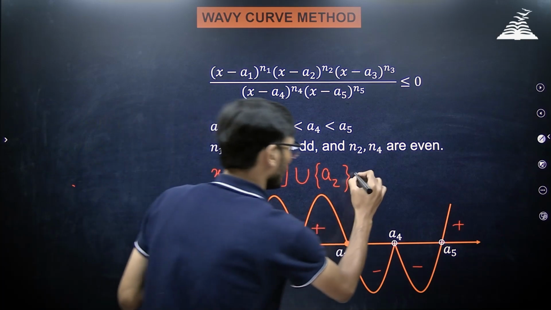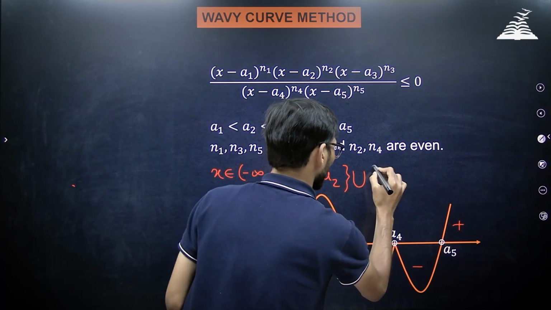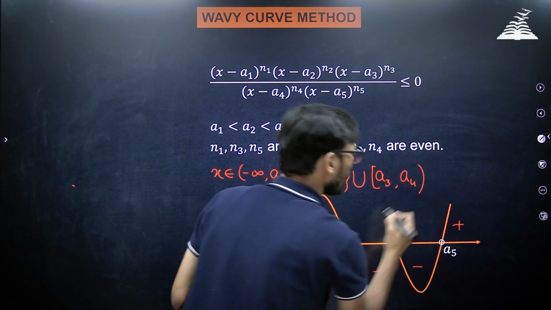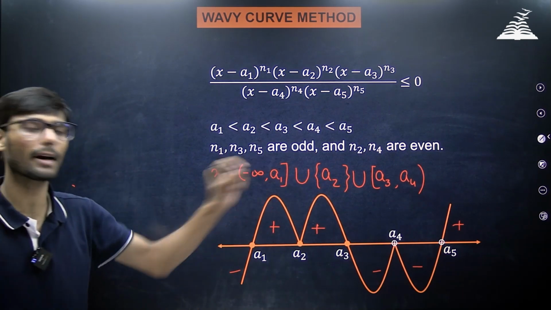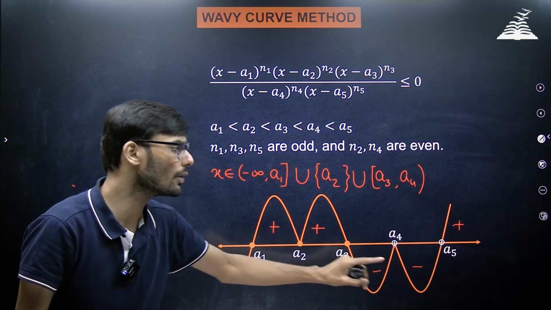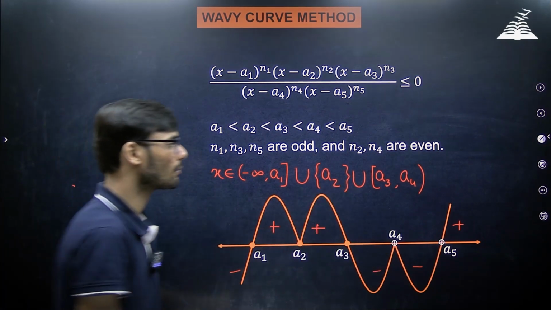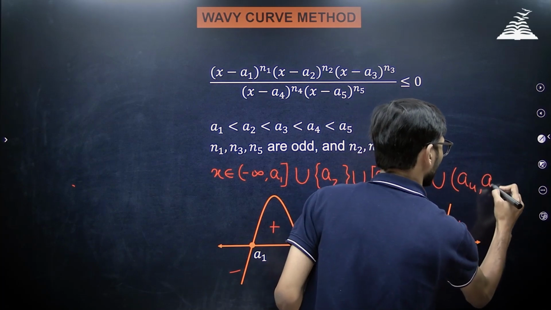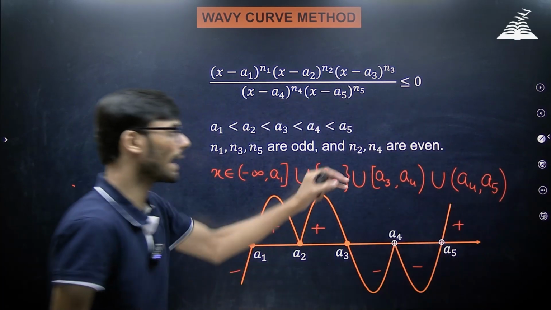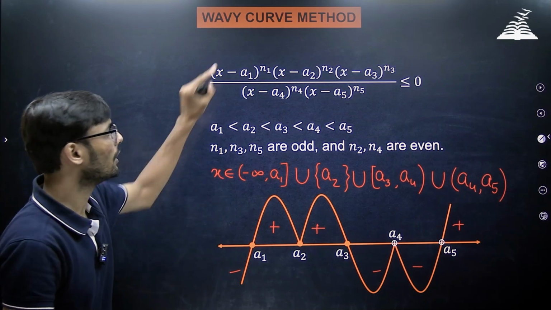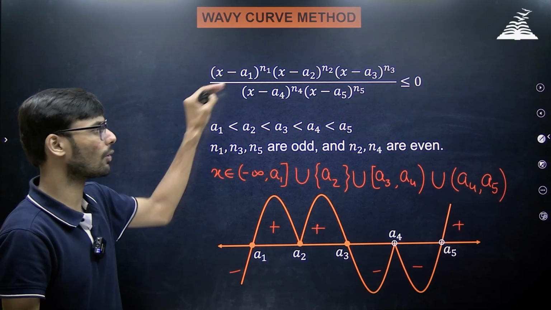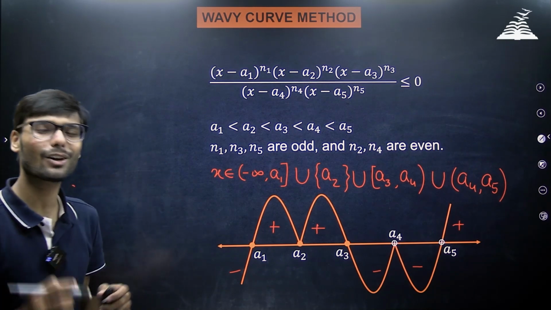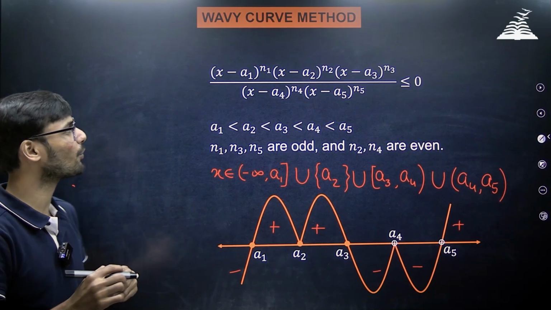Next one, where should we go? A3. A3 to A4 it is negative. A3 included, A4 not included, so an open bracket around A4. Between A4 and A5 it is negative, so A4 comma A5. That will be our final answer. So this is the solution set of the given inequation. I hope that's clear. Let's now take a look at a few questions.